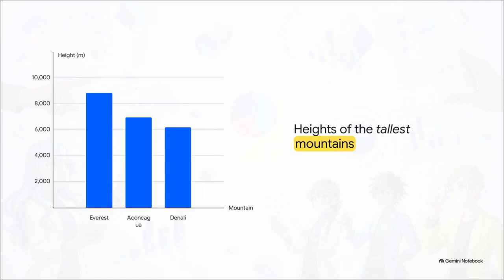Staring at the raw numbers like 8848 and 6194 in a plain table is a little dry, right? But by putting them into a vertical bar graph, we can instantly and visually compare them. And wow, that giant Everest bar just absolutely dwarfs the Denali bar.